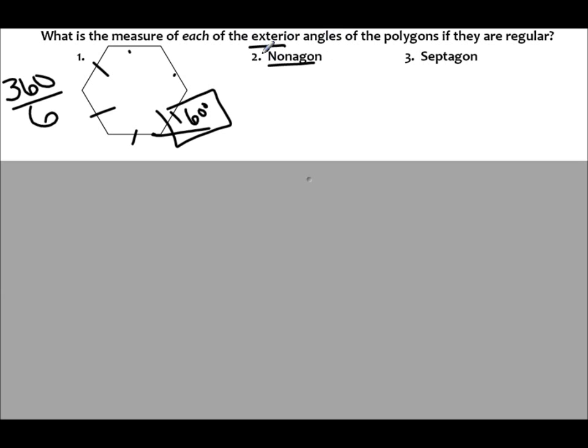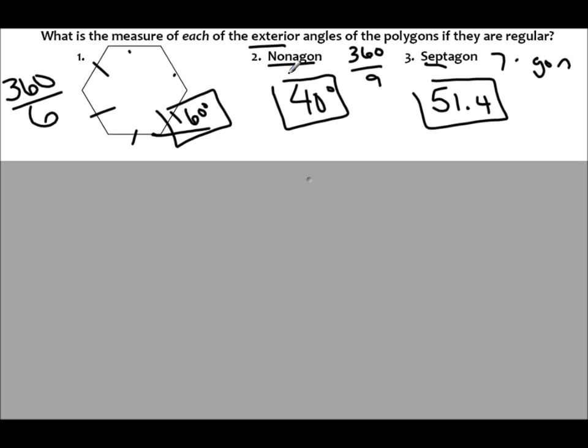Okay, so now I want you to do it without a picture. What is the measure of each exterior angle of a regular nonagon and a regular septagon? Septagon is like the number 7, so it's a 7agon. Pause the video and make sure you get what I get. Okay, so you should have gotten 40 degrees for the nonagon, that's one of the exterior angles, and 51.4 degrees, that's a rounded value, for a regular septagon.